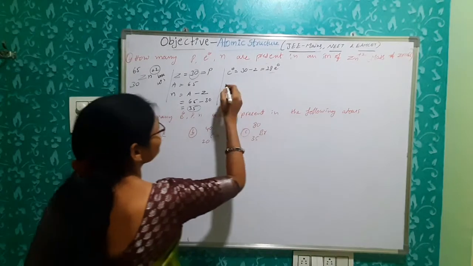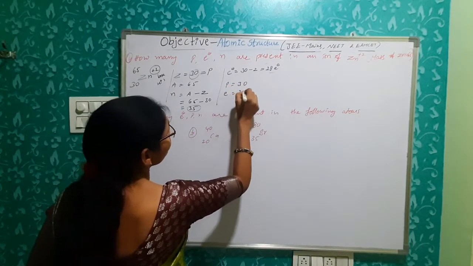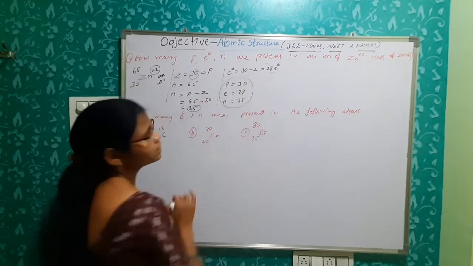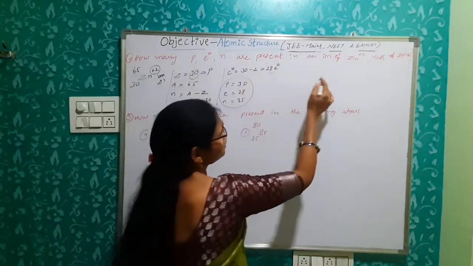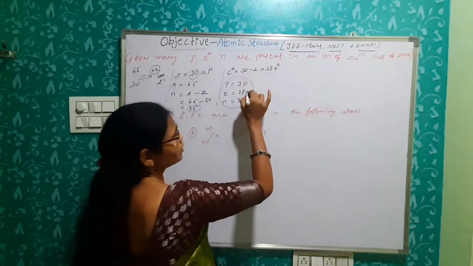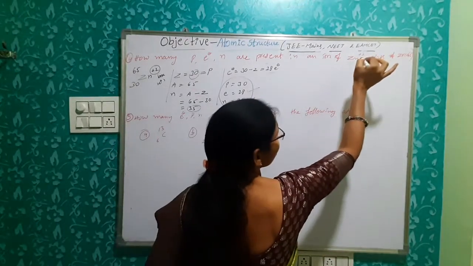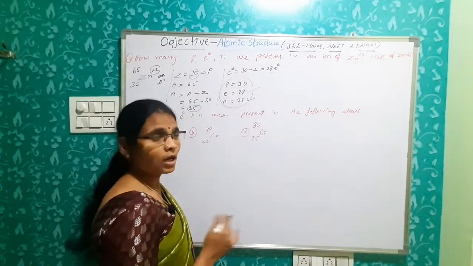Okay. So simply, how many protons? 30. How many electrons? 28. How many neutrons? 35 in the dipositive zinc ion. Okay. So this question is also sometimes given as simply find out the electron number or neutron number in a dipositive zinc ion. Dipositive zinc ion, also the same.